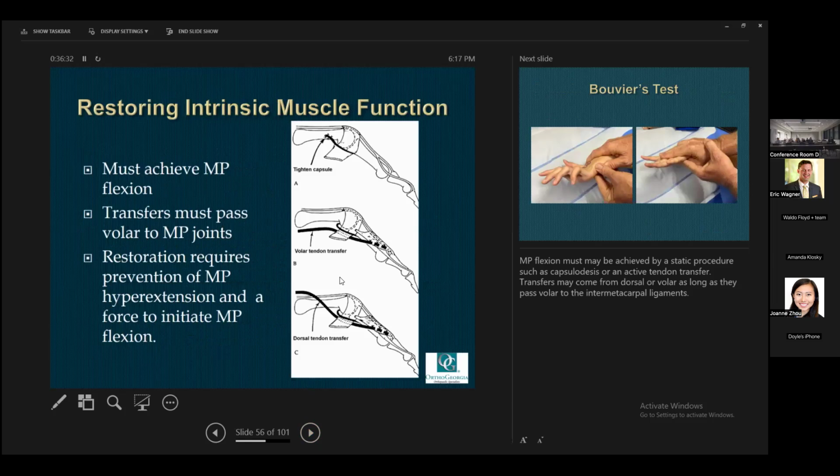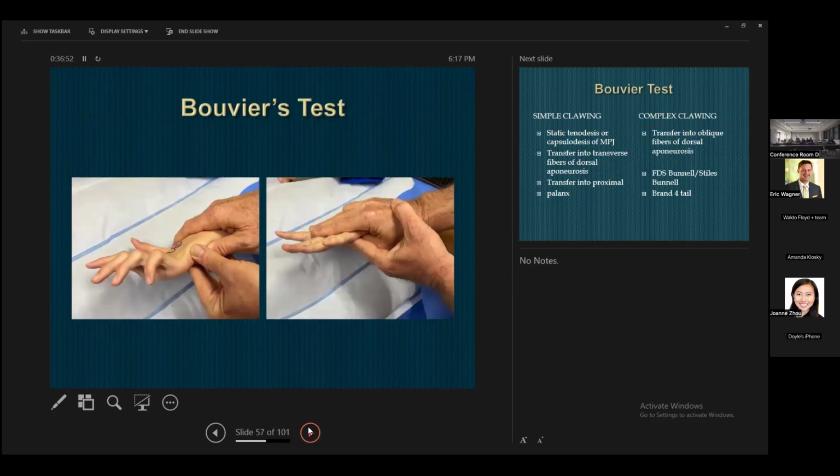So to restore intrinsic function, you must achieve MP flexion. Your transfer must pass volar to the MP joint and truly volar to the intermetacarpal ligament. And restoration requires prevention of MP hyperextension and a force to initiate flexion.